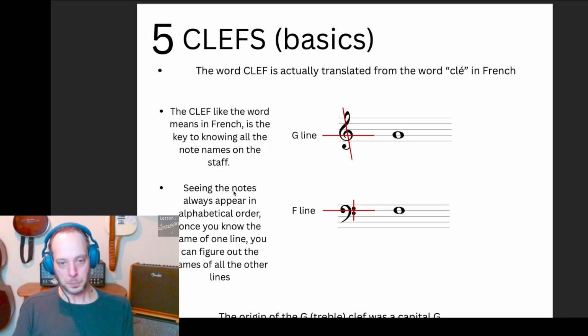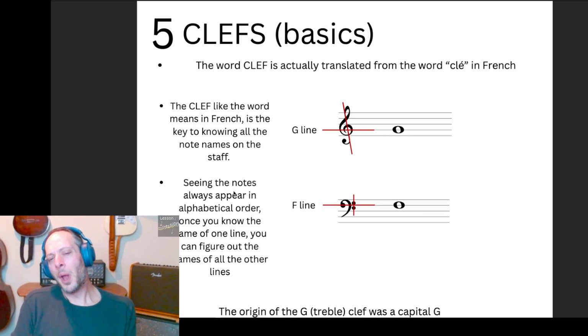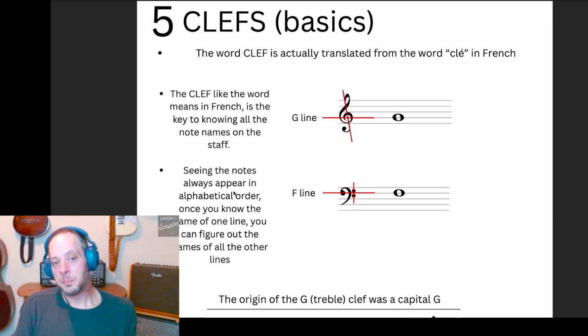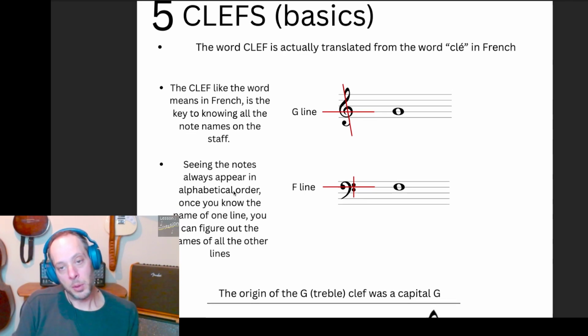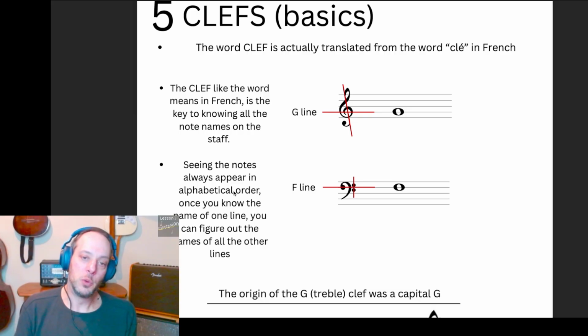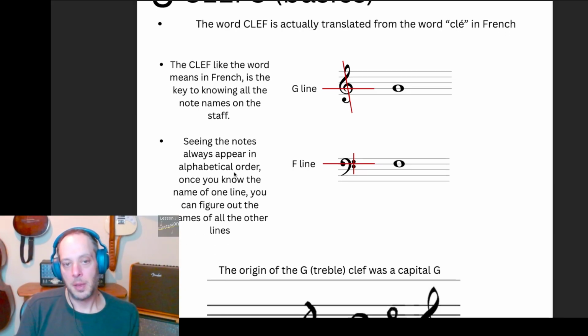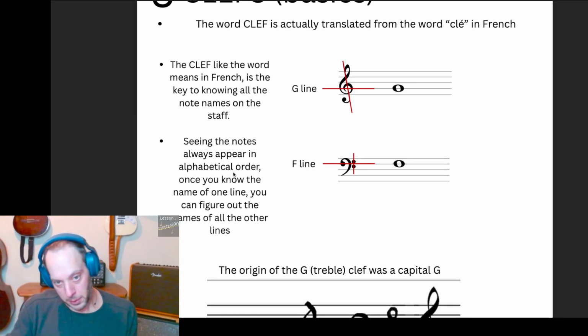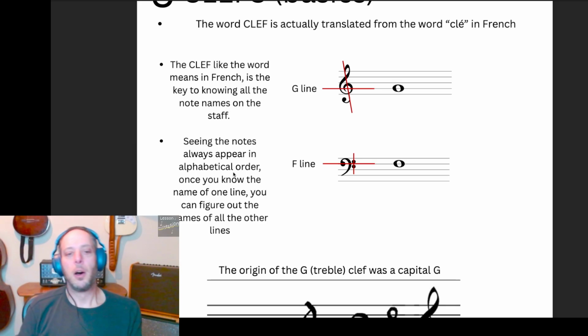So once you know one note name, if you know what that one line is called, then you can use that alphabetical order, because all the notes always appear in this alphabetical order: A, B, C, D, E, F, G, remember from the past video. And then when I hit G, I start back to A, B, C, D, E, F, G, on and on.